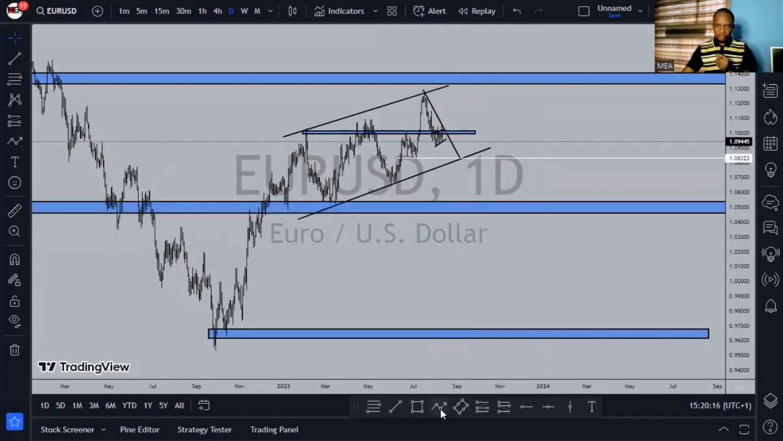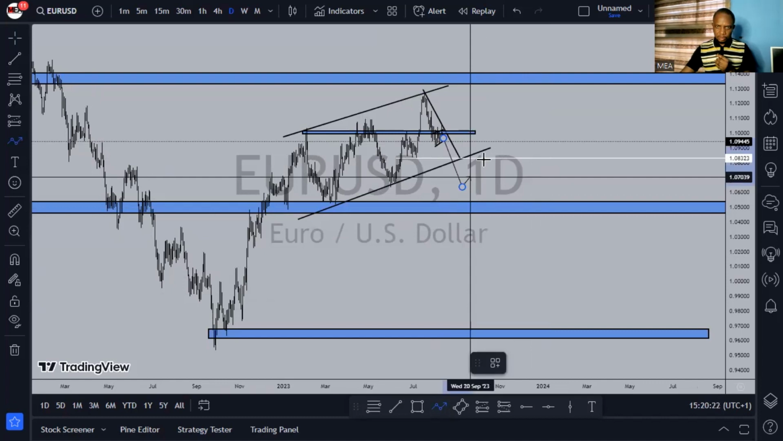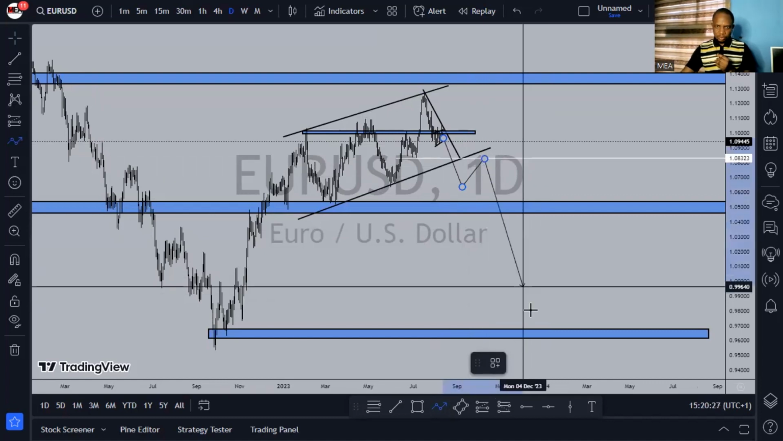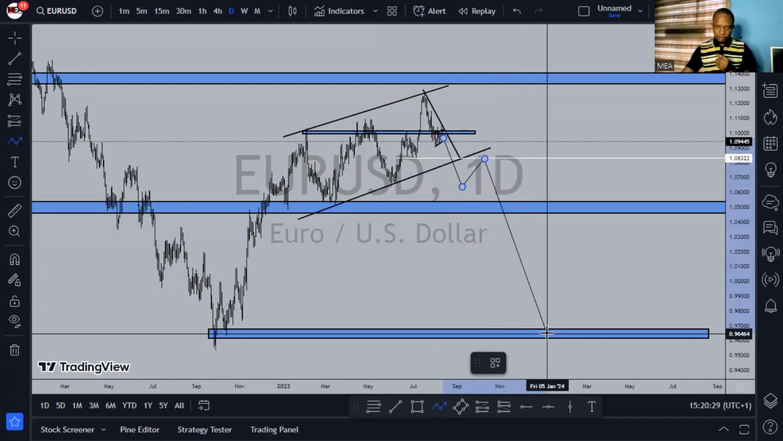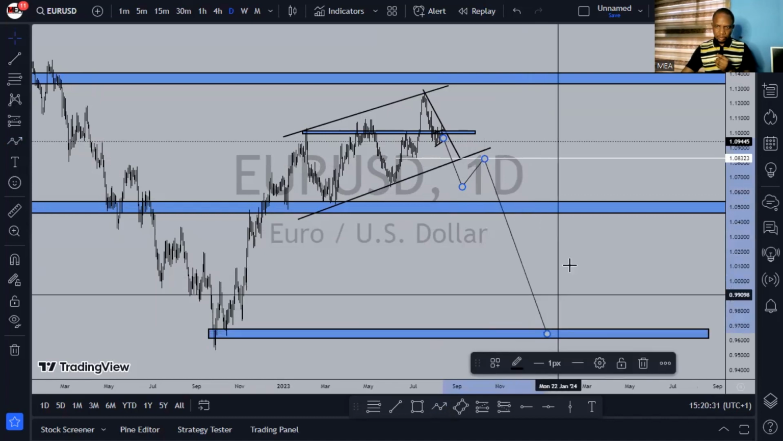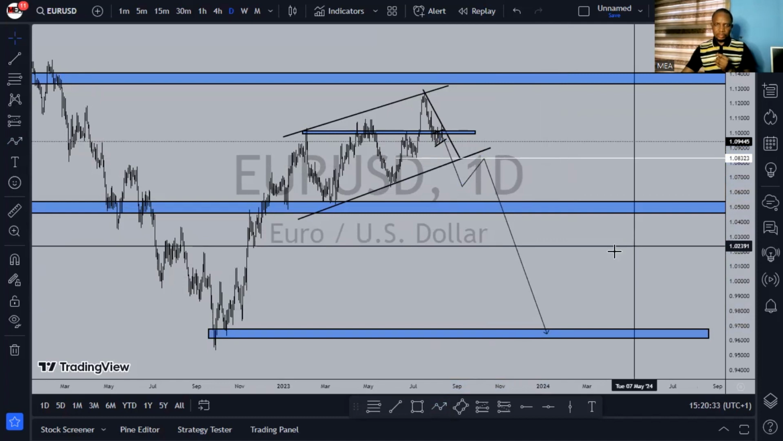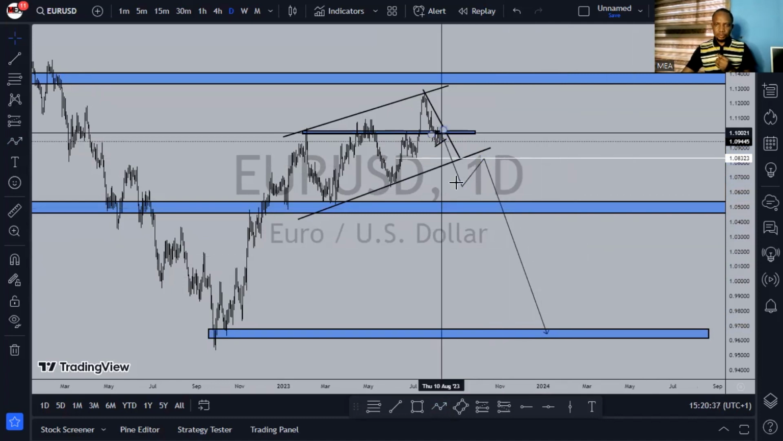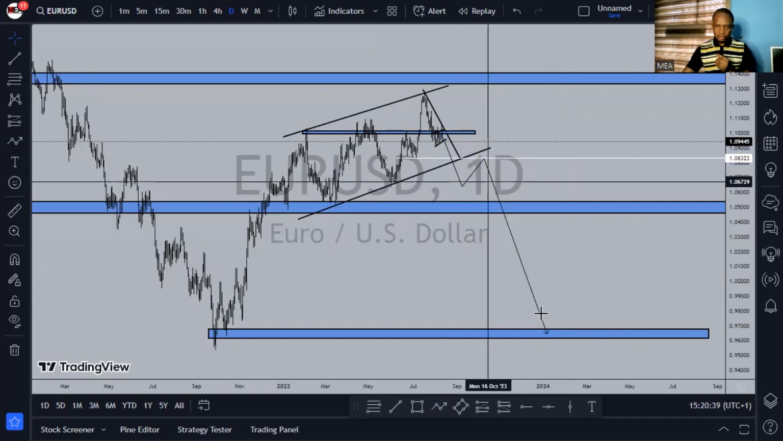I don't know when this will happen, but that's what I'm saying. We'll see something like this, and it breaks the neckline. The market is diving down towards this level again. There's a possible projection which we could see.